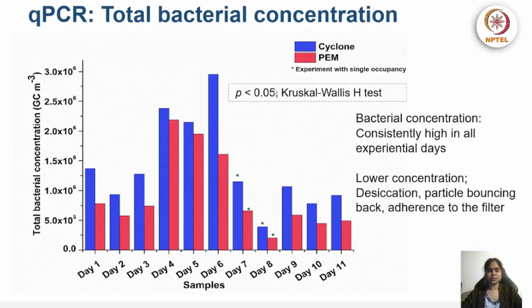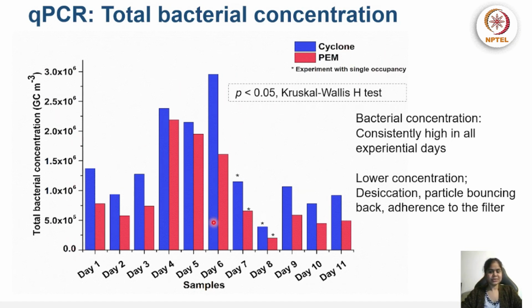Then next we did qPCR. As I mentioned, we targeted the universal 16S rRNA gene for bacterial concentration. So this is the total bacterial concentration between these two samples. Again, the blue represents the cyclone and the red color represents the PEM sampler. Similar to the DNA quantification, we could see that on all the sampling days the cyclone sampler was significantly higher compared to the PEM sampler.